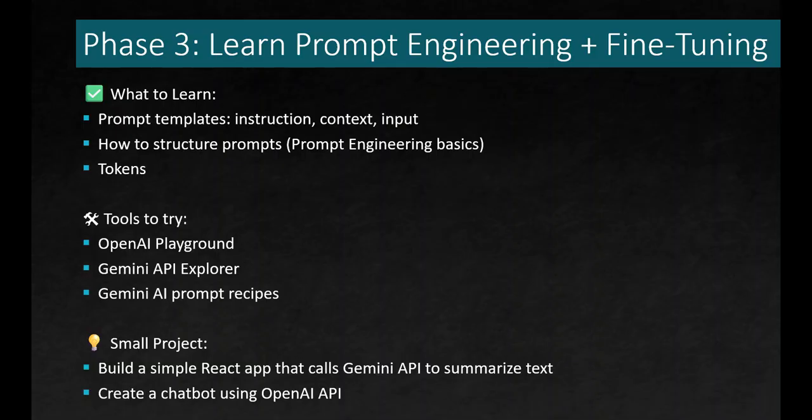Now that we have understood what a prompt is, it's time to go deeper into prompt engineering, which is all about designing a prompt that guides the AI to give the best possible result. We have already seen this in phase 3. Prompt engineering is about learning prompt templates, instructions, context, and more. The tools you can use while learning it are the OpenAI Playground, Gemini API Explorer, and more. You can create small projects like building a React app that calls the Gemini API to summarize text, and you can understand how prompting works once you create this project.